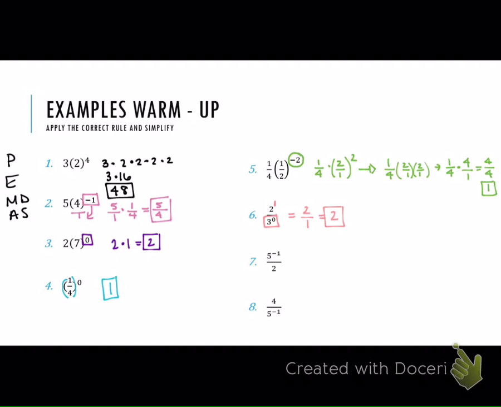All right, Hannah, number 7. Since it's 5 to the negative 1, you have to bring that to the bottom. To be 2 to the first, 5 to the first. And then what's in the numerator still then? 1. So what do you get then? 1 over 10. Alex, last one.